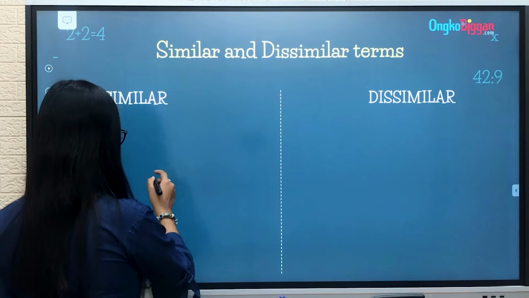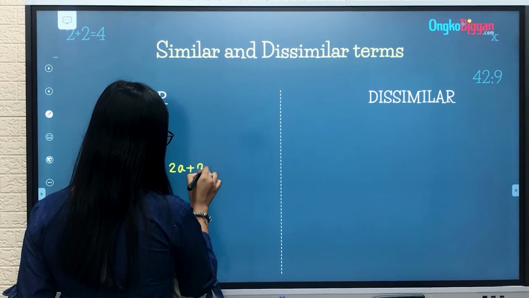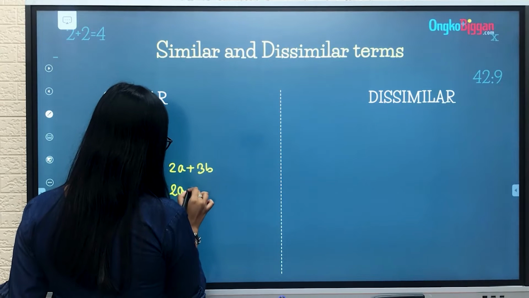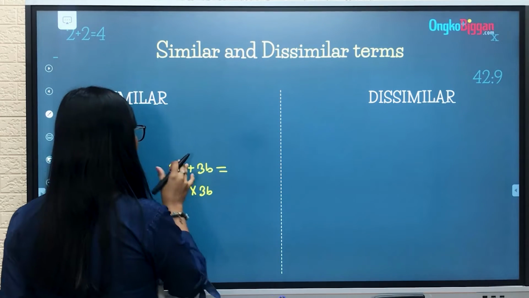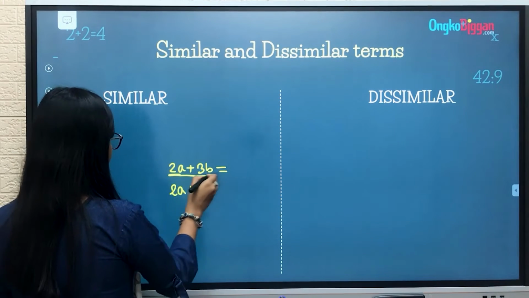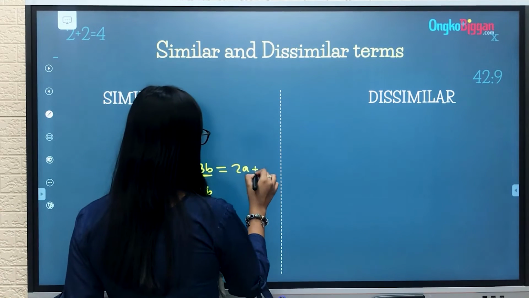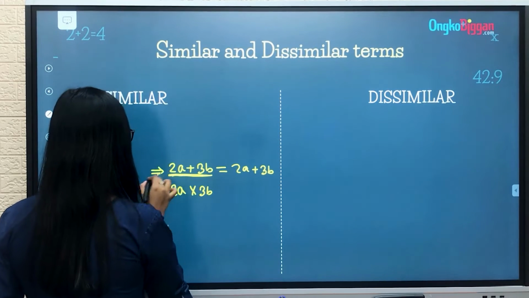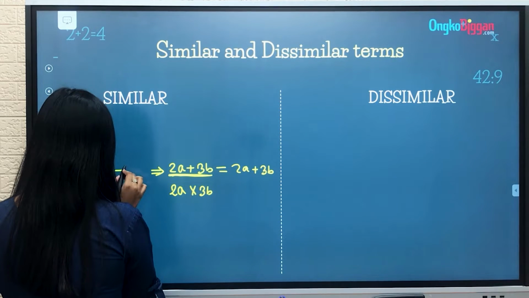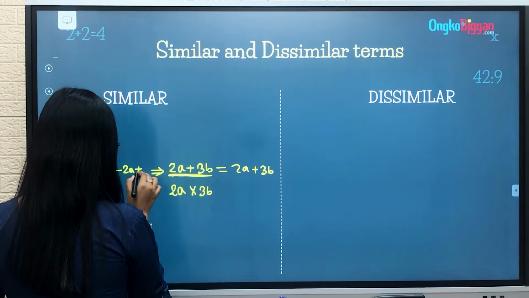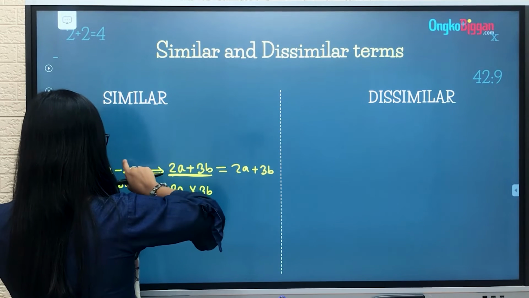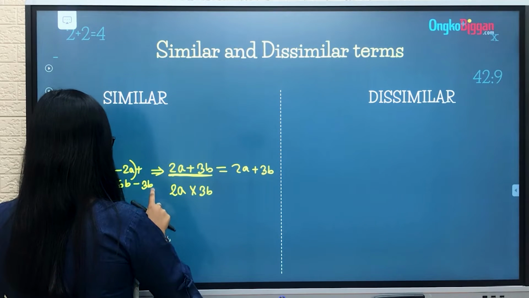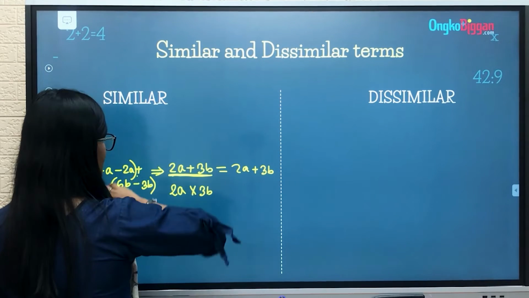Like if I say 2a plus 3b, and another thing given is 2a into 3b. For this, we actually can't do anything here. It can't be broken down. It's actually 2a plus 3b. We can't write more. Like if it comes as 4a minus 2a plus 6b minus 3b, then what we have done is just calculation for the same terms and kept the plus sign as it is, because we have nothing else to do.